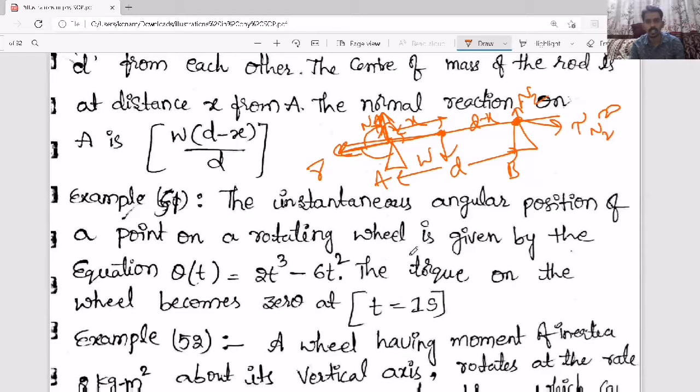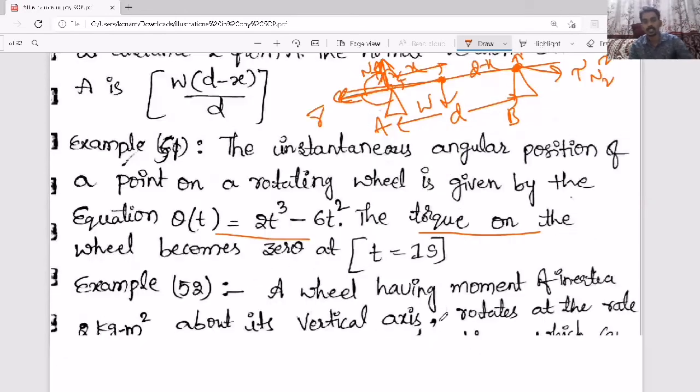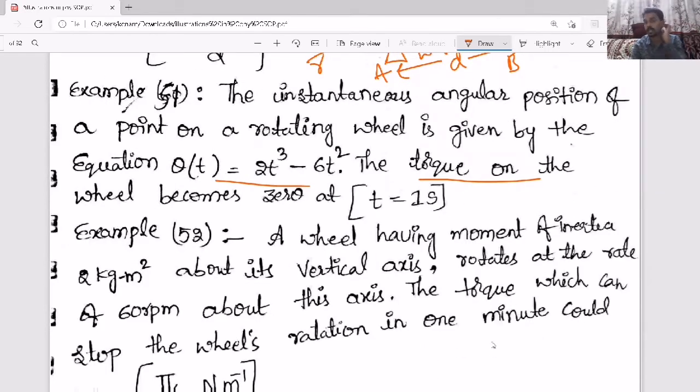Now the instantaneous angular position, theta value, they have given. Just like in kinematics, where they give S equal to something like 2t square minus 3t, here the theta value is given. They are asking when the torque on the wheel becomes 0. Torque should become 0 means alpha should become 0, because torque tau equals I alpha. So alpha should become 0 means d omega by dt should become 0. Omega is d theta by dt. So first you differentiate, then you will get omega. Then you differentiate again, then you will get alpha. Then equate it to 0, then you will get the time value.